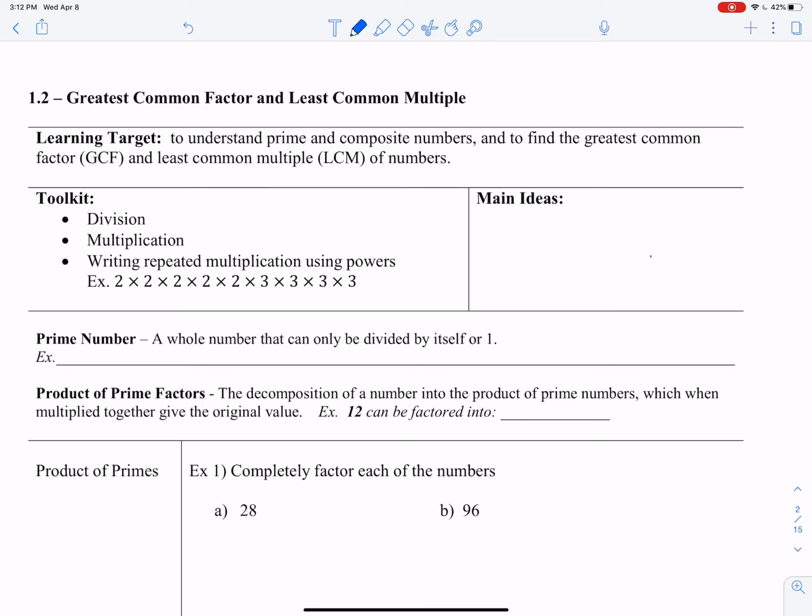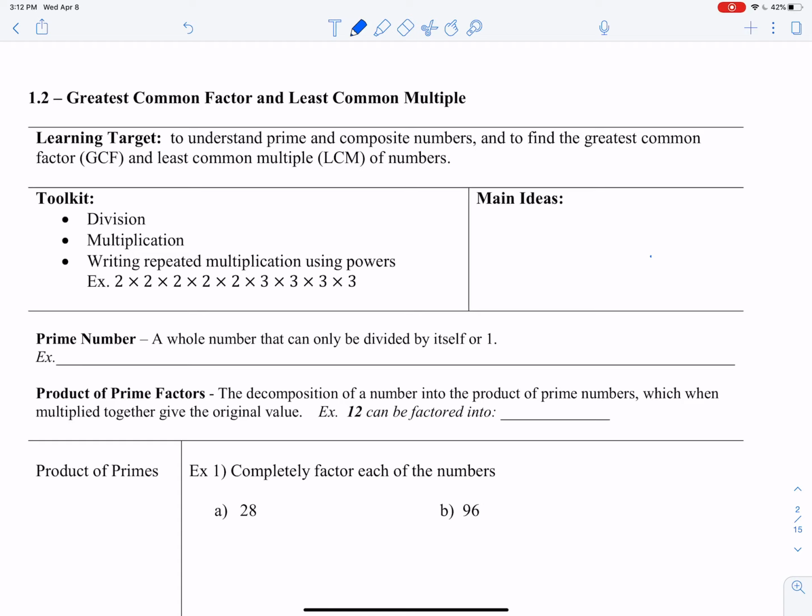Hello everyone. Today is going to be our first lesson and we're going to be starting off with section 1.2 in chapter 1. We're going to be skipping 1.1, so you can just ignore that in your workbook, and we're getting started with 1.2. So section 1.2 is greatest common factor and least common multiple.